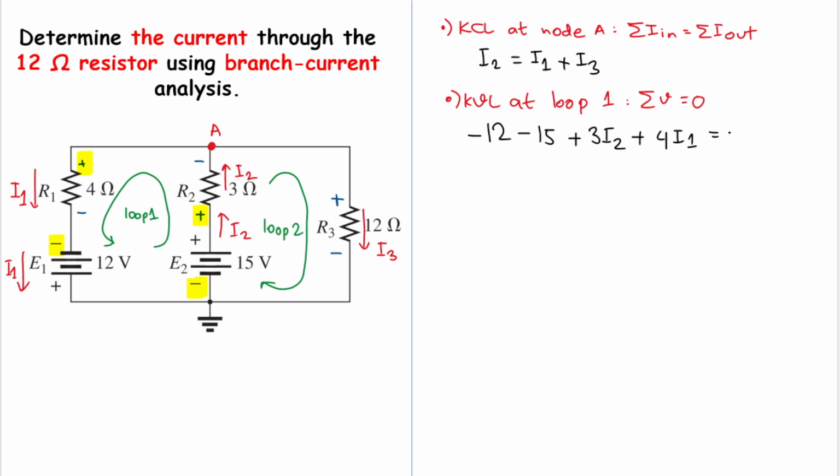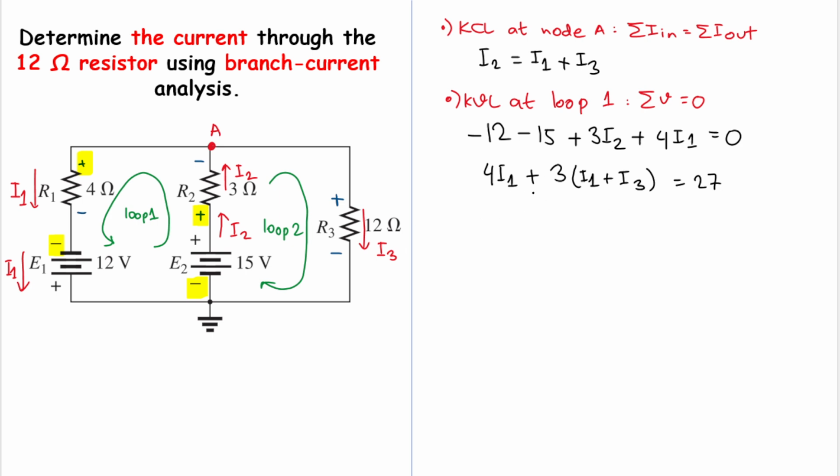And all of that will equal to 0. And so we will have 4I1 plus 3I2. However, I2 is I1 plus I3. So I'll have I1 plus I3. Okay, and all of that will equal to minus 12 minus 15. So I have minus 27, and move it to the right hand side. So I have 27.